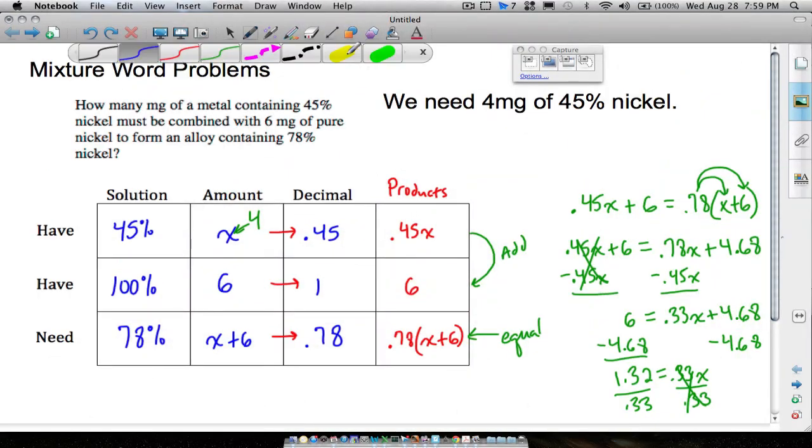And now I just want to point out something now that we've done several of these problems. Look at every time we have one of these problems here, the 78% that we're trying to obtain, or for all these problems, this thing that we need always falls between these two percentages. If it were to fall above or below, it would be impossible to make that percentage of solution every time.